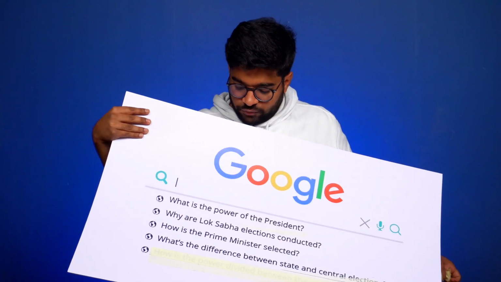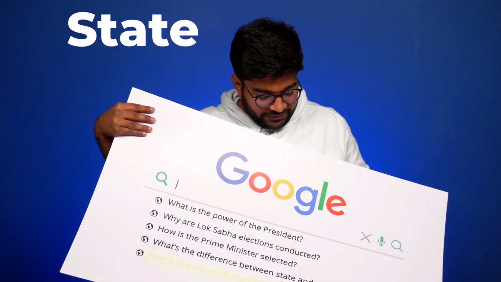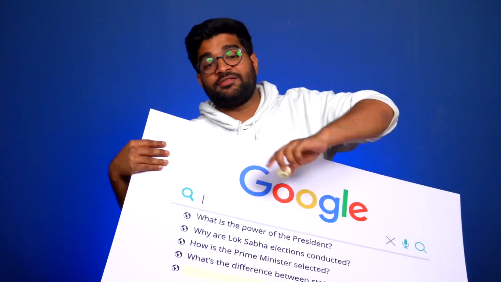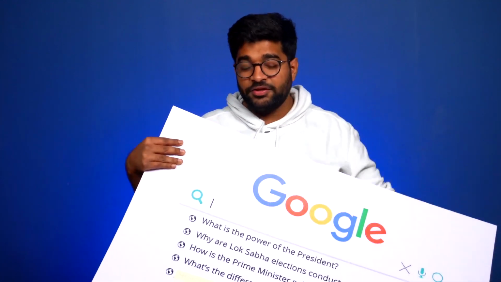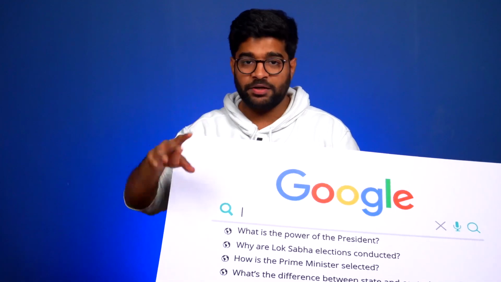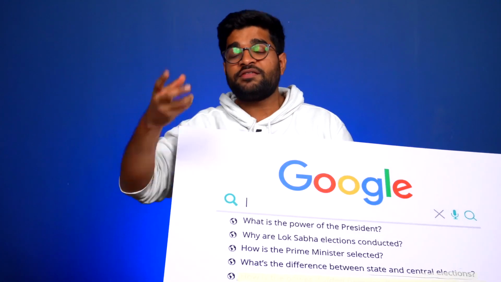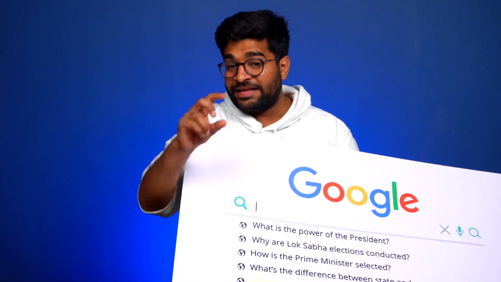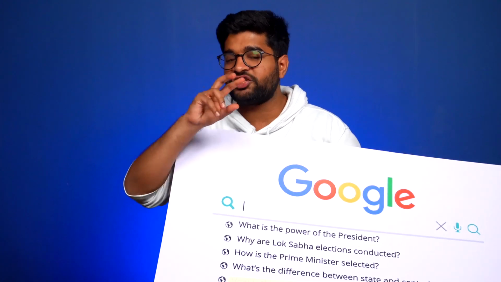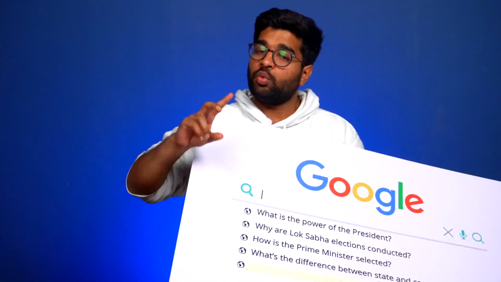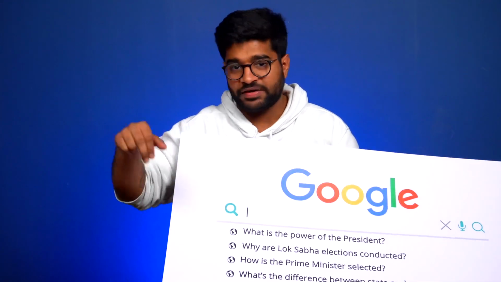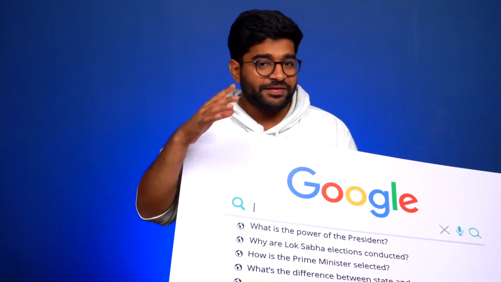So the question is, what's the difference between state and central elections? Wow, interesting question again. Like I said, the Lok Sabha and Rajya Sabha are the two houses that make up the parliament. The parliament is at the center, right? Similarly, the state has its own state legislative assembly, right? So you essentially are voting twice. Once you're voting for your state elections, the other time you're voting for your central elections. The voting that you'll do this time is for your central elections.